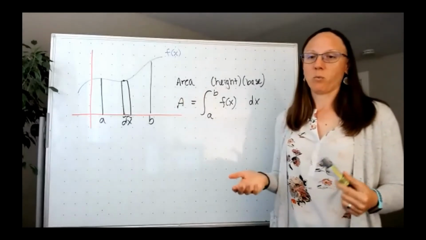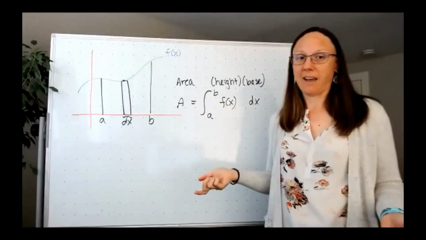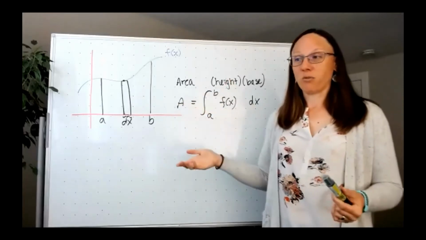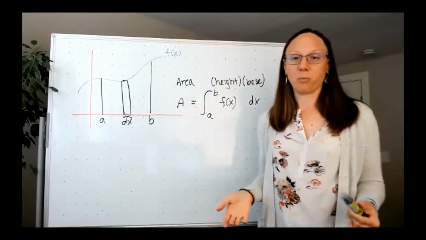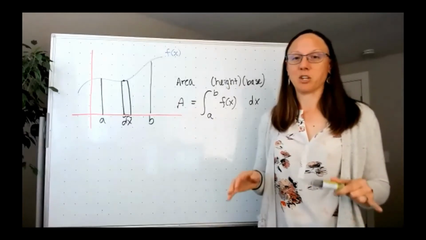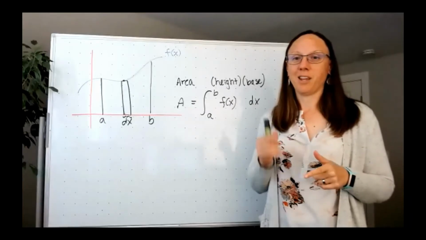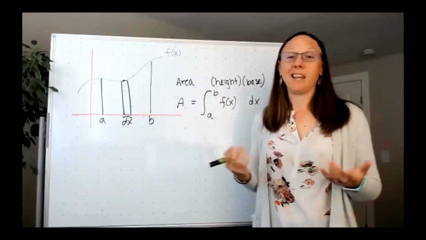In section 6.1, we're adding just one extra little piece to that, which is, well, what if I didn't have just a single function? What if I had multiple functions and I was trying to find the area between them? So I'm here to tell you, we've already been doing that. Here's what I mean.